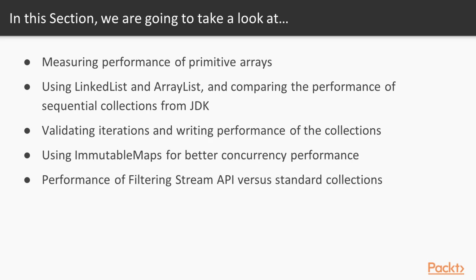The third video will be about validating iteration and write performance of collections, so we'll focus on adding some logic together with collections. The fourth video will be about immutable maps for better concurrency performance, so we will see how immutability can solve concurrency problems in a very effective and performant way. Finally, we'll be doing performance testing of filtering with the stream API versus standard collections.